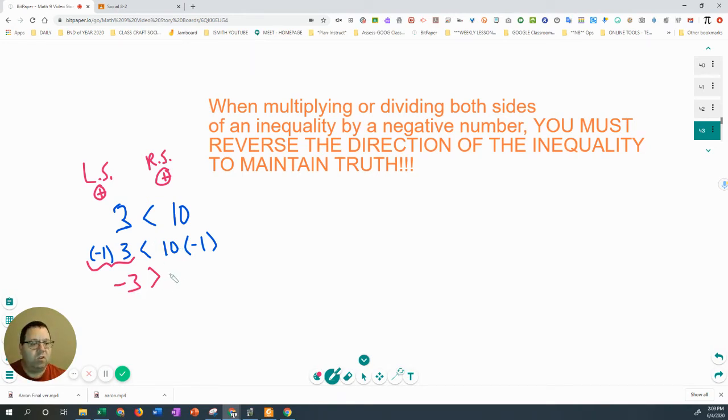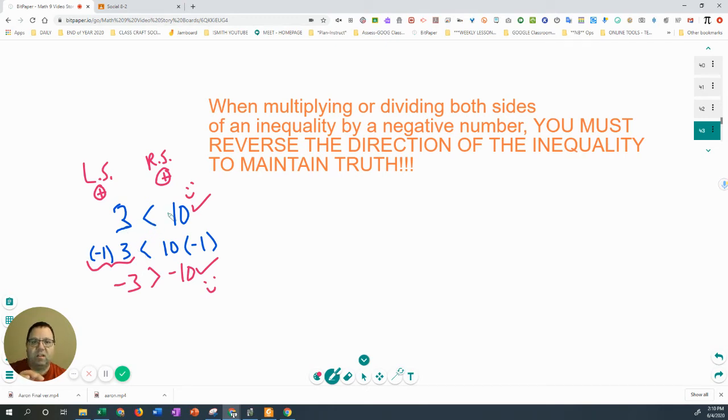So -3 is now greater than -10. This is true and we're happy, and this is true and we're happy. Okay? I know some of you will be very skeptical of that at the outset, because you're like, wait, are you just allowed to reverse the sign? Yes, because you did something to the equation that alters the fundamental relationship of that equation.